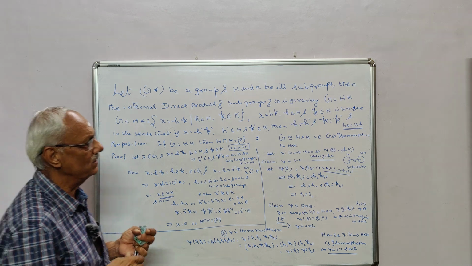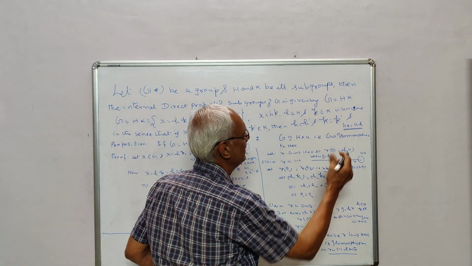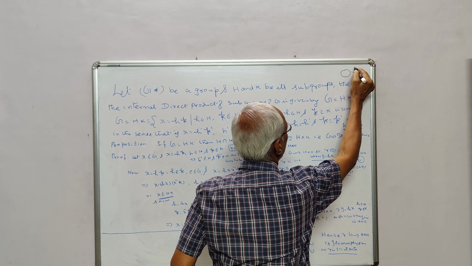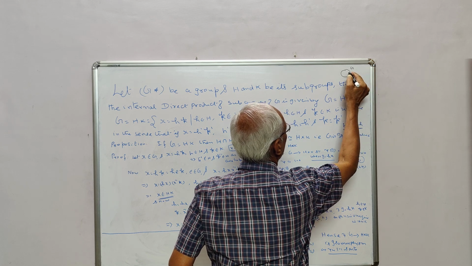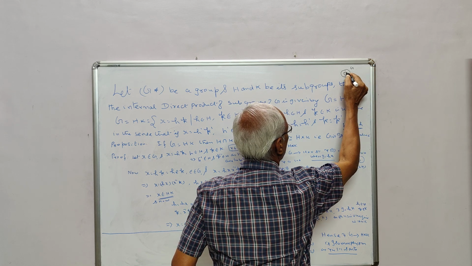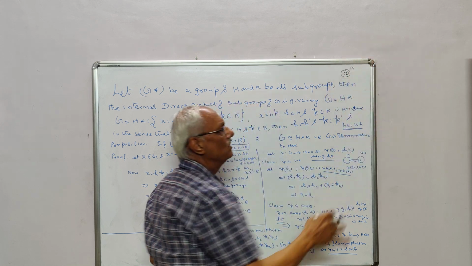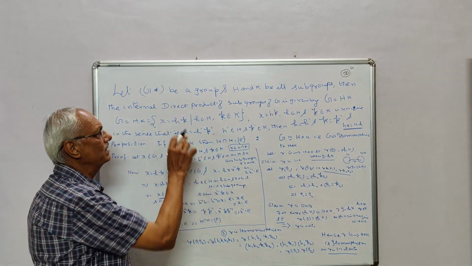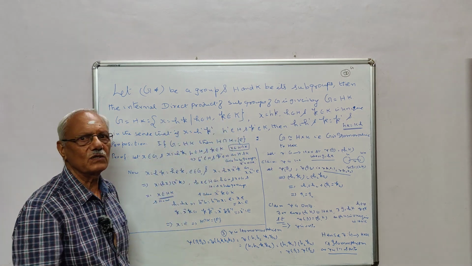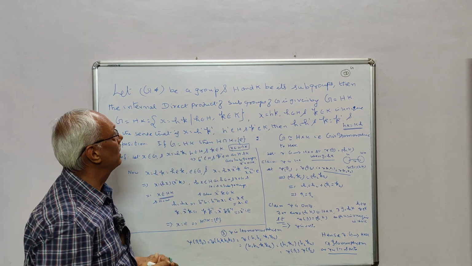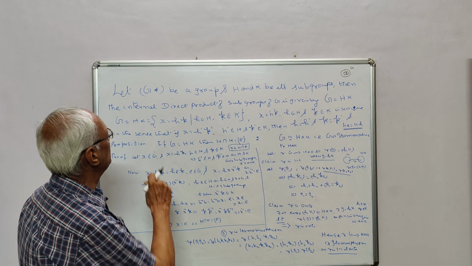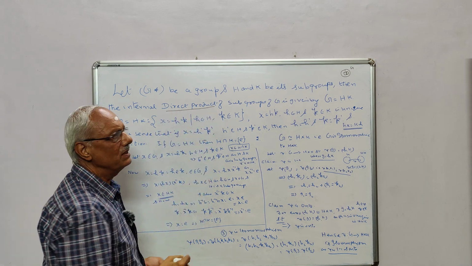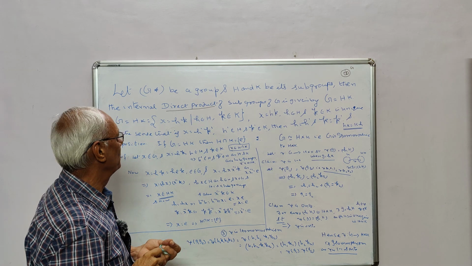Having this, you can put it like this. This is your G, and we have H and K like this, and you see that this G can be represented as HK. This is called the internal direct product of the subgroups of G.